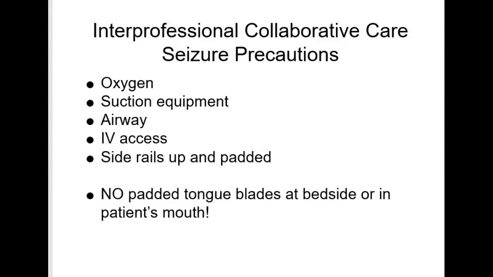Seizure precautions include ensuring that oxygen and suction equipment with an airway are readily available. If the patient does not have IV access, insert a saline lock, especially if he or she is at significant risk for generalized tonic-clonic seizures. The saline lock provides ready access if IV drug therapy must be given to stop the seizure.